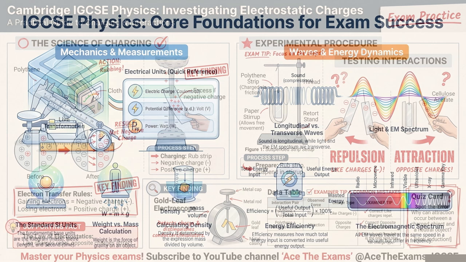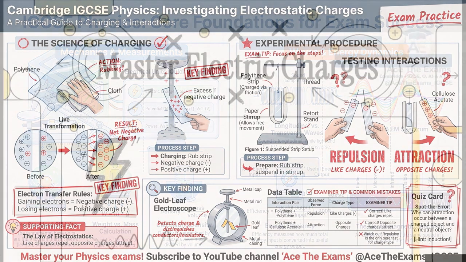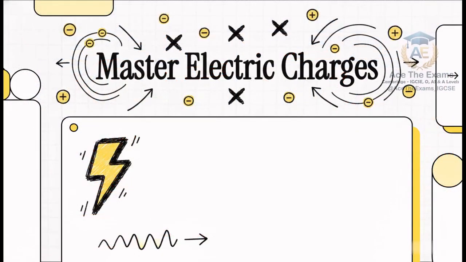3 marks. That is so often the exact tiny margin separating your current Cambridge physics grade from the one you actually need. Today, we're mastering electric charges for the 0625 syllabus, but more importantly, we're mastering exactly how the examiner wants you to write about them.